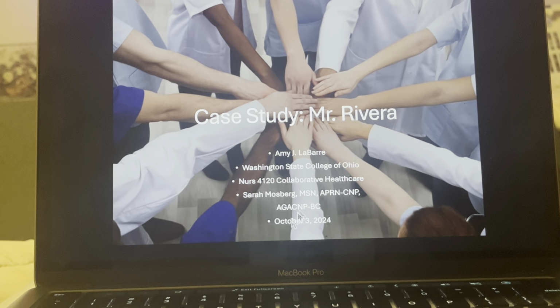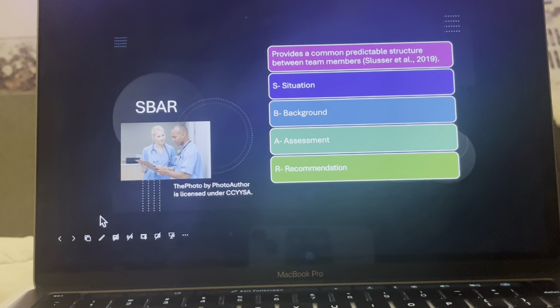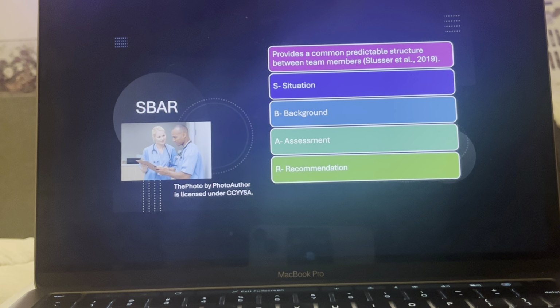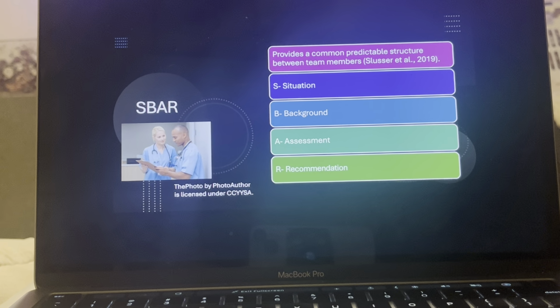So to begin, how do we talk amongst each other in the healthcare system? We use something called an S-bar, whether we're calling report to another floor, the ER to med-surg to ICU, discharging to another facility, or calling a doctor's office. This is an acronym to help facilitate prompt and appropriate communication.